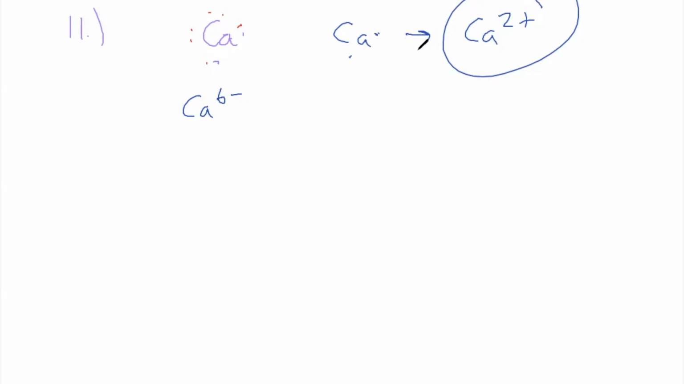So atoms choose to get a full shell by either gaining or losing electrons, and if they have 3 or fewer outer electrons, they're going to lose them. Aluminum has 3 outer shell electrons, and so it will usually become Al3 plus. But because calcium only has 2 extra electrons, it'll only become Ca2 plus and not Ca3 plus.